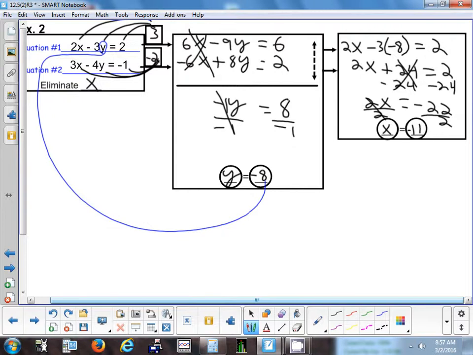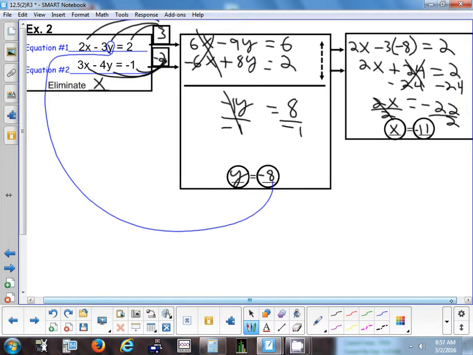Okay, so any questions on that? You guys, that's as difficult as it gets. You have to multiply both equations. On the test, you'll probably have maybe one or two, no more than that. All the other problems are going to be the easier ones.